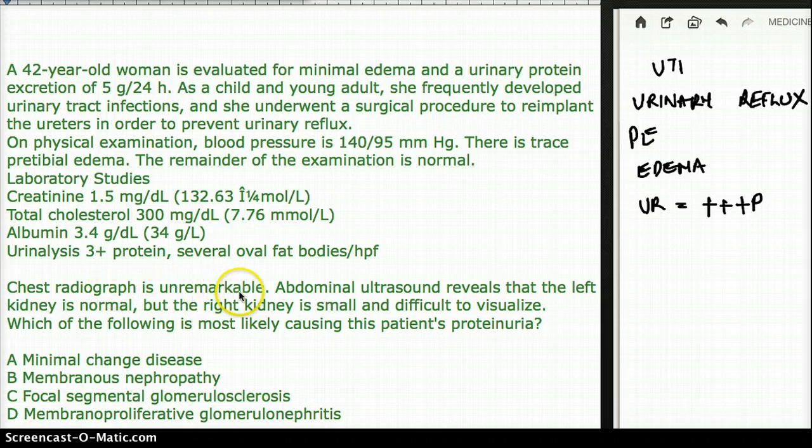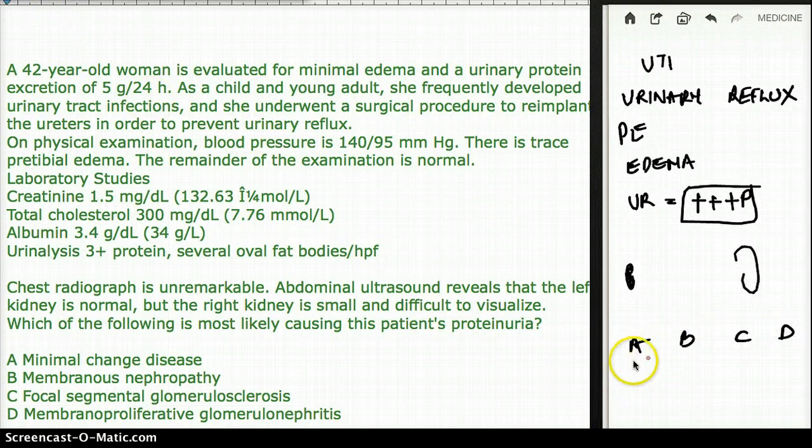Chest radiograph is unremarkable. Abdominal ultrasound reveals that the left kidney is normal, but the right kidney is small and difficult to visualize. So the right kidney is kind of atrophied. Which of the following is most likely causing this patient's proteinuria? So we have to find the reason she is having proteinuria. And there are 4 reasons that are given: A, B, C, D.